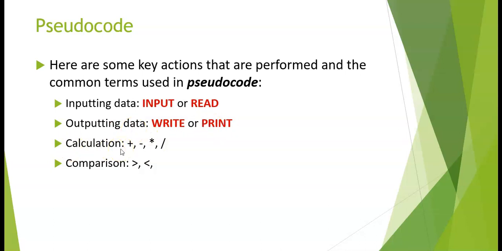For calculations, if you're trying to get the total, the sum of some numbers, the average of numbers, or times the numbers together, you're going to use plus, minus, times (the asterisk is times), and slash for divide symbols. And you're going to use comparison symbols as well, like less than or greater than. So these are some of the basic commands and symbols that you're going to use in pseudocode.